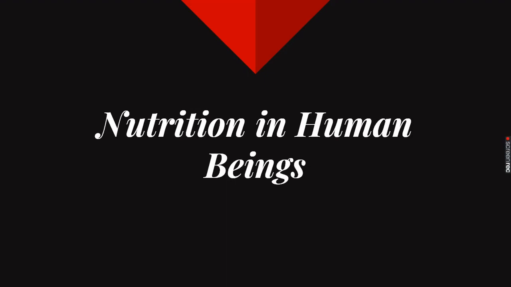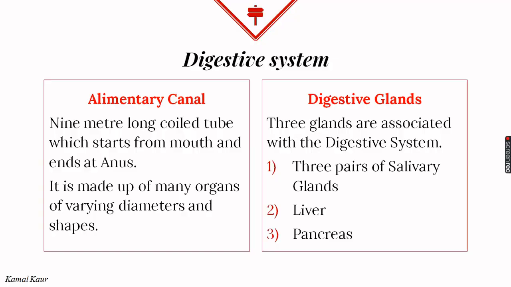We will learn about nutrition in human beings in this video. We know that humans are heterotrophs and they perform holozoic mode of nutrition, which means that they take in solid complex food through their mouth and then inside the body it is broken down into the simpler form. And for doing that they need a complex organ system which is called as digestive system.